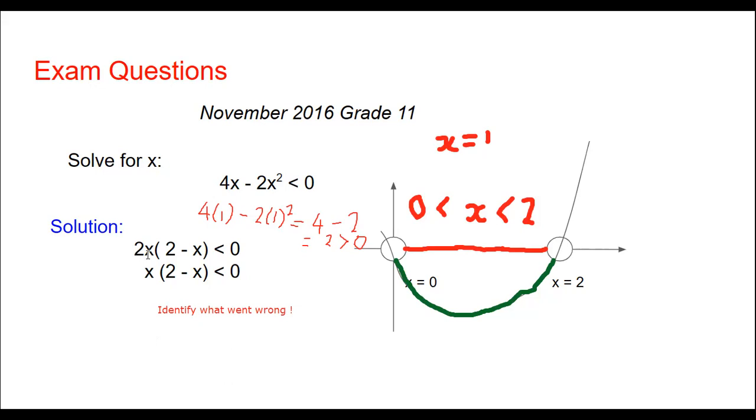So in this step, we factorized, we took 2x out as a common factor, right? So you had 2x into 2 minus x being less than 0, okay? We divided both sides by 2, so then that led us to x into x minus 2 being less than 0. So now what happened?